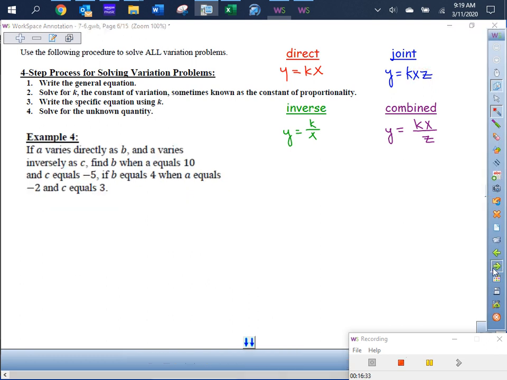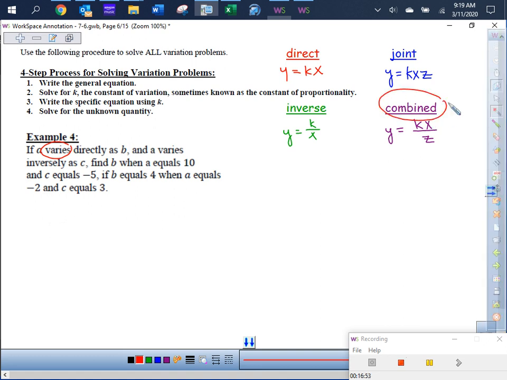But let's keep rolling. Find the word varies, and what's our variation? It is, ooh, read the whole thing. You're right about that saying directly, but do they also give you the word inversely in there? That is called a combined variation. They will never say varies combinedly or anything like that. What it means is you've got the word direct in there and the word inverse. They're combining them together.